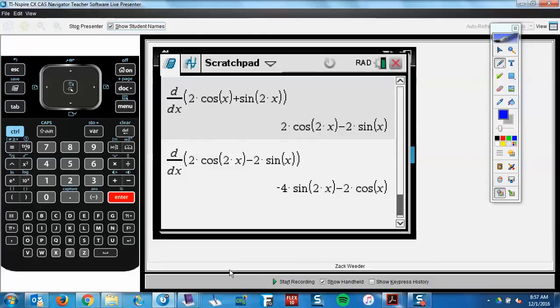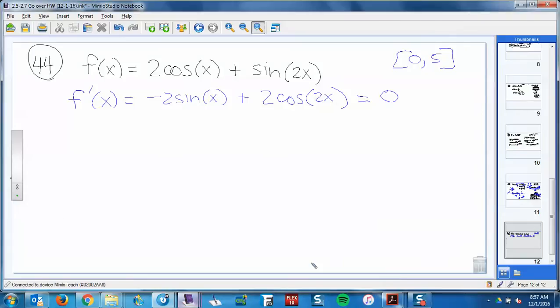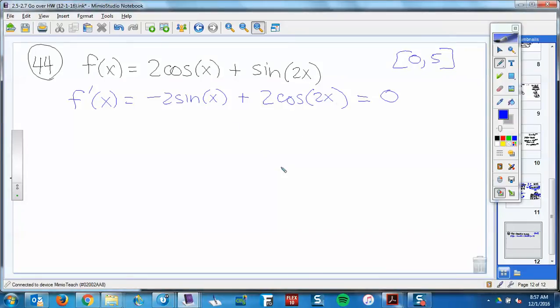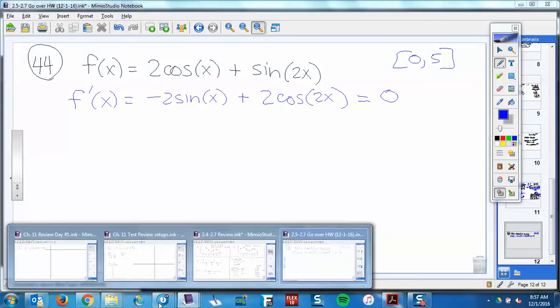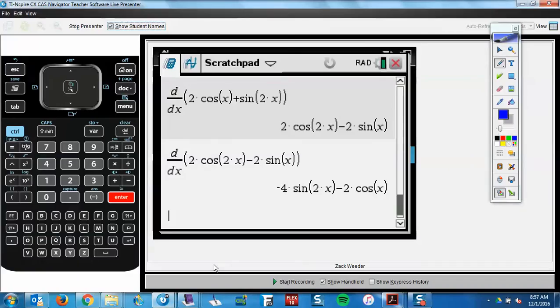Now, what I need on my paper though, is I'm going to need, when I'm ready to do the second derivative, I'm going to need it. Now I could write it down right now, but I'm not good at it. Okay, so I got f prime equals 0. So now we need to solve this. Okay, so Zach can go to his calculator, or everybody can, and we're going to do a solve.